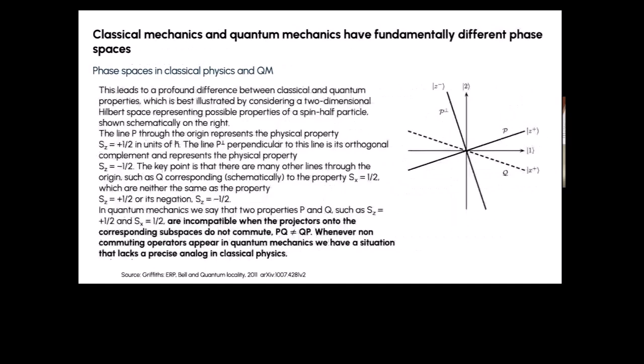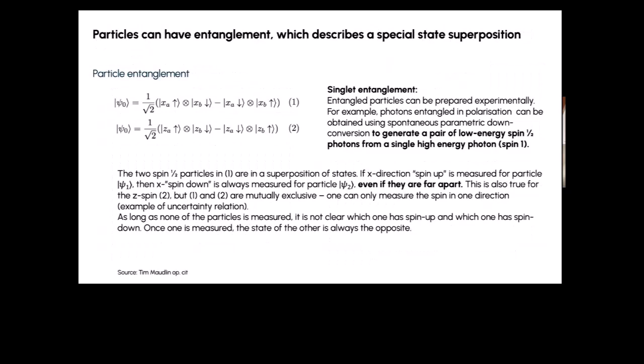However, there is something else than superposition, which is entanglement. And so let me explain to you what entanglement is. Entangled particles can be prepared experimentally. For example, you can take a photon and polarize it to generate a pair of low energy spin one half photons. Oh yes, I wanted to give you an example of a spin one particle. Photon has spin one, and you can get out of it two weak energy photons of spin one half.